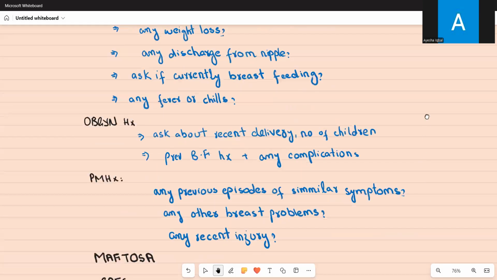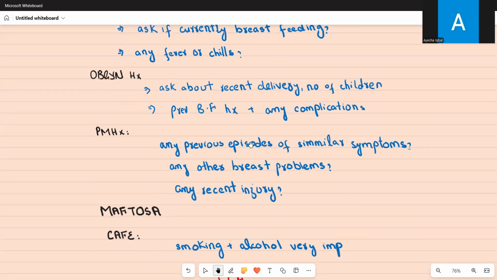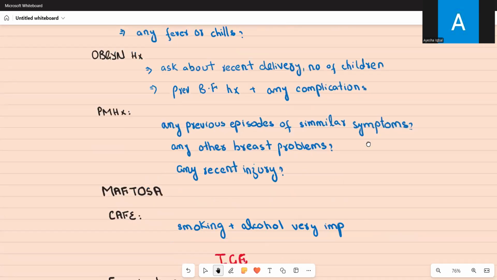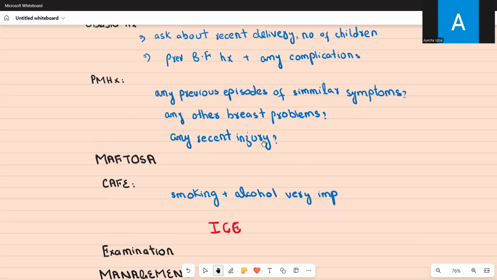And then in past medical history, you are going to ask about any previous episodes of similar symptoms before, any other problem. For example, if the patient has been diagnosed with, for example, fibroadenoma, fibrocystic disease, ductectasia, etc., and any recent injury. This is again quite important because a similar presentation can happen after an injury as well. So make sure you ask this question to exclude this as a possible cause of the presenting complaint.